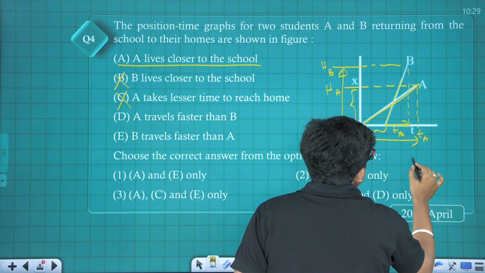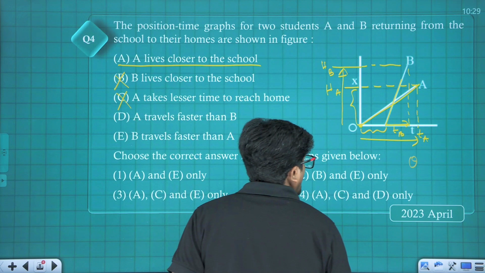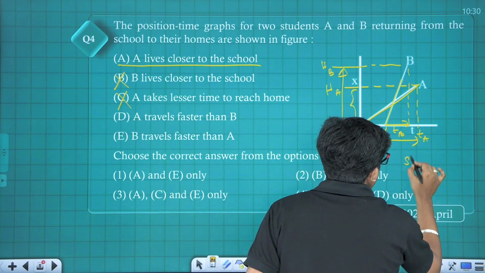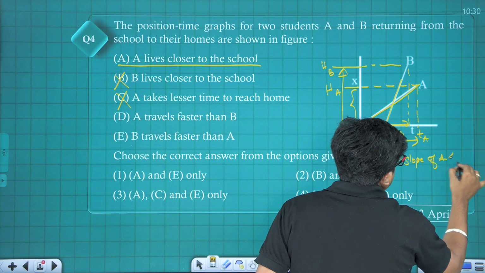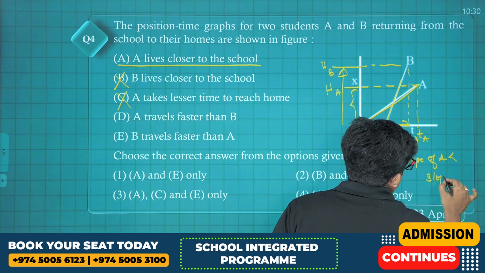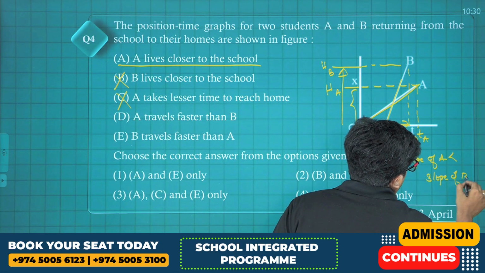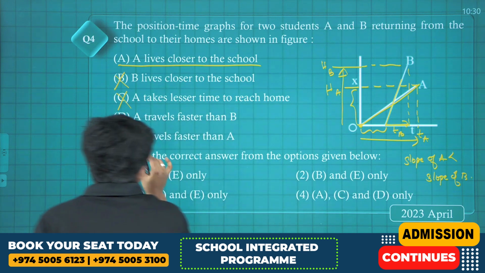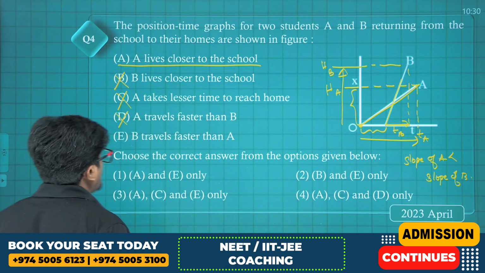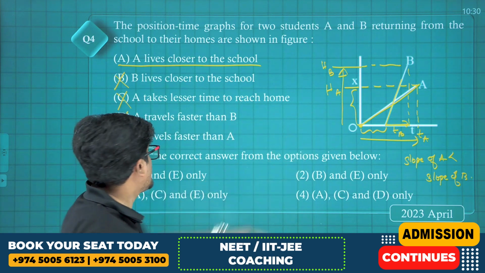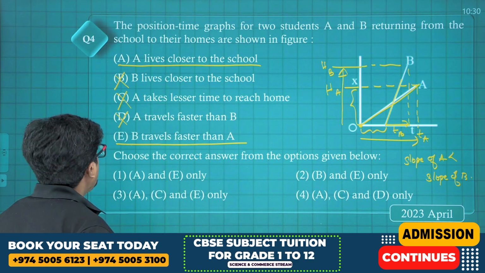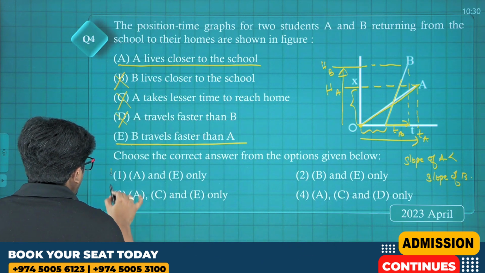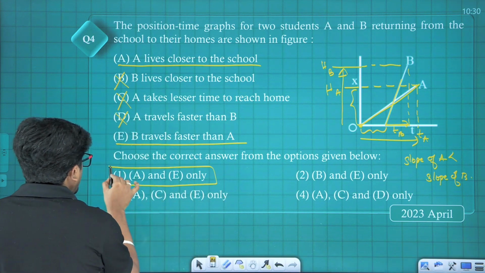So here slope of A is less than slope of B, which means if they say that A is traveling faster, that statement is also wrong. And I told you slope of B is greater, that means statement E is correct. So it needs to be A and E only, that means option 1 should be the correct answer.